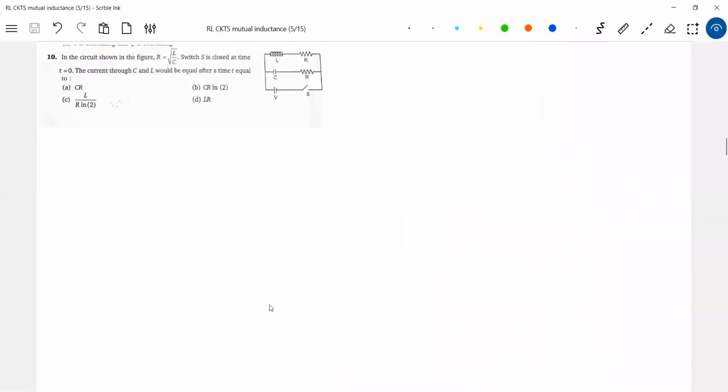Okay, now take this. In the circuit shown in the figure, R is equal to under root of L by C. Switch S is closed at time t equals 0. The current through C and L would be equal after a time t equal to what? There is one RL circuit on one side and an RC circuit on the other side.